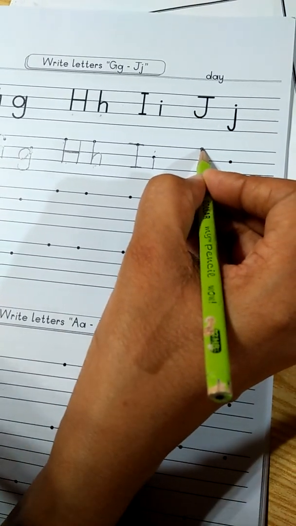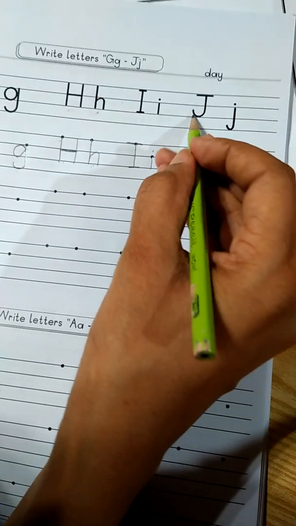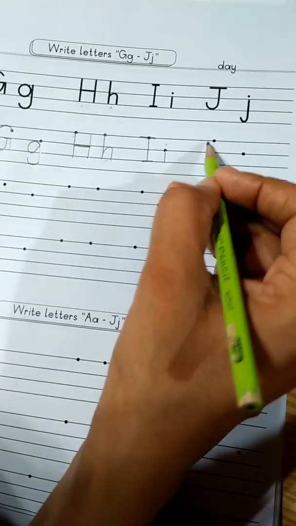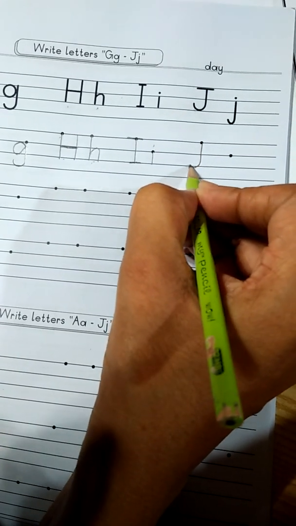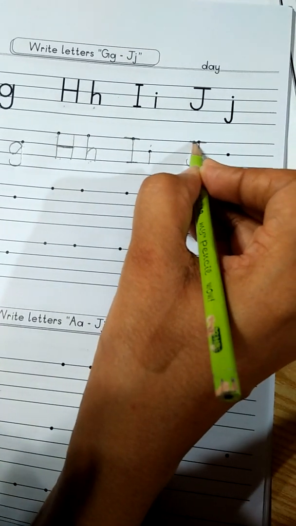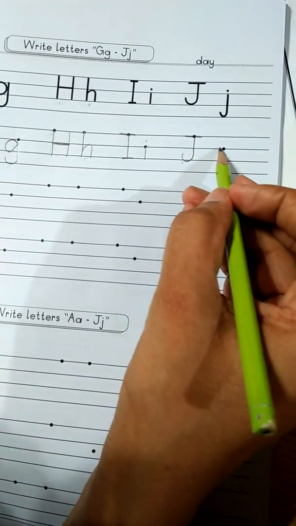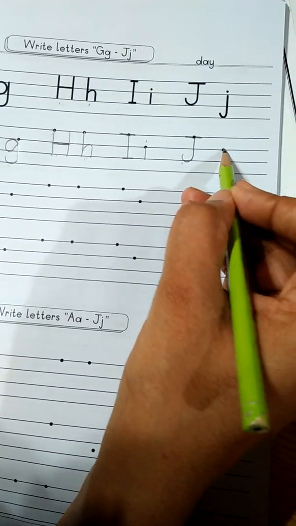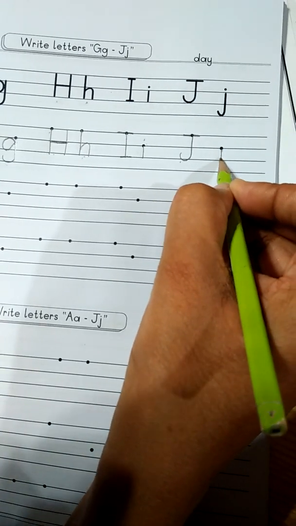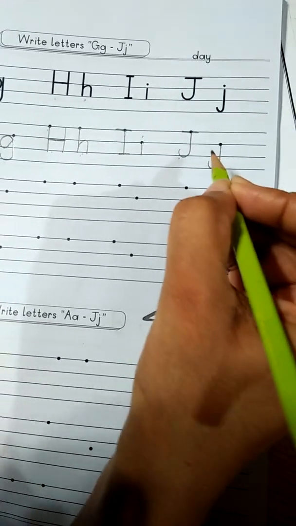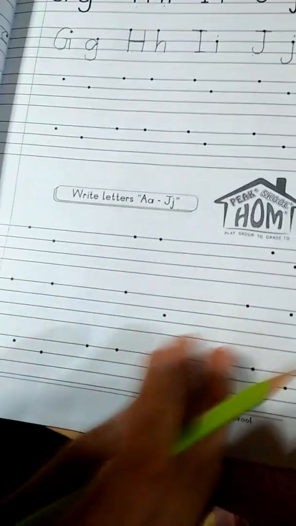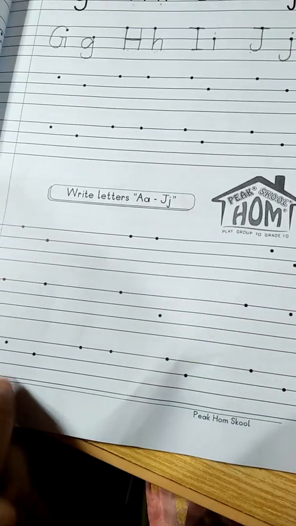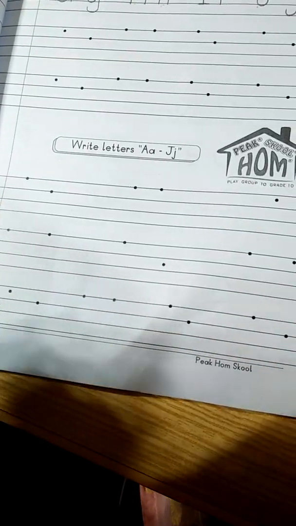We use upper three lines for capital J. Capital J, small j. This is starting point. Go straight and make umbrella shape and use slipping line. This is capital J. Now small j. Put the pencil here. Go down and umbrella shape and one dot. This is small j. Now my dear students, we write A to J here and you also write by yourself.